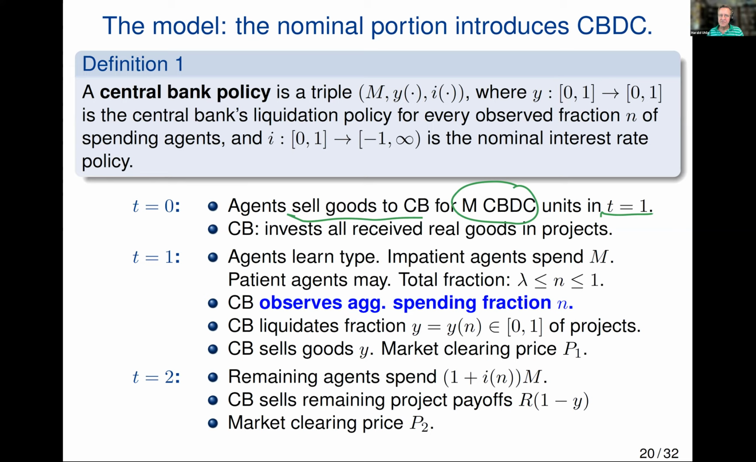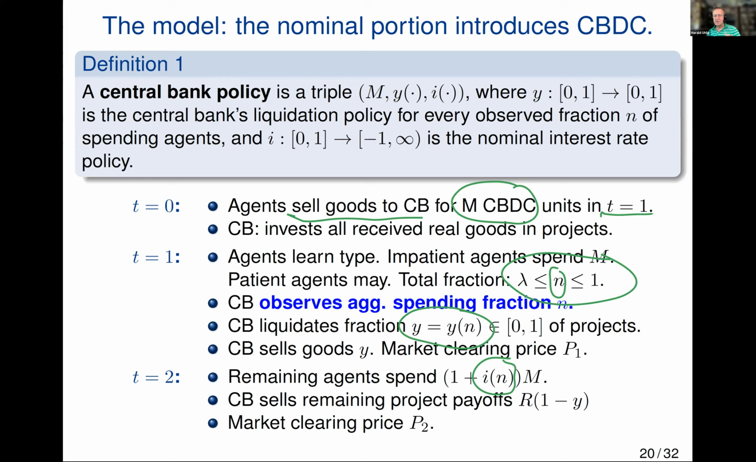Now, agents learn their type in T equals one, and then the impatient agents will certainly spend the M. But the patient agents may also spend some of the monetary balances. And so the total fraction of agent spending will be some N that's between lambda and the total N. Okay, and now we assume the central bank observes this aggregate spending fraction. And depending on that, they decide how much to liquidate from the long-term project and also what nominal interest rate to pay on the monetary balances.